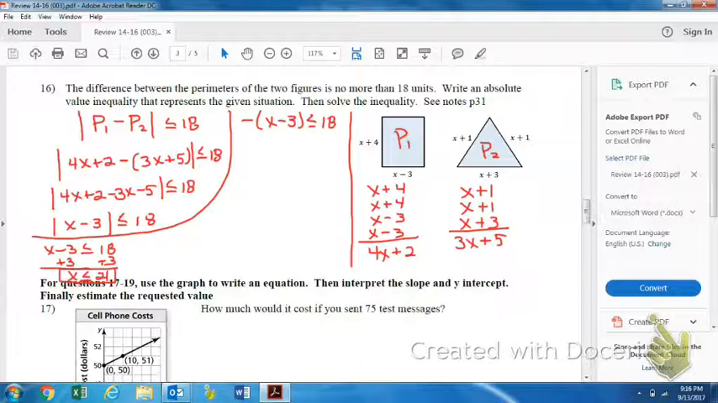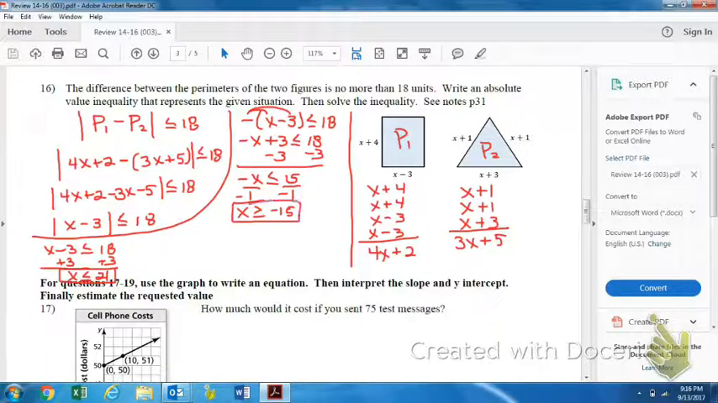And then the other one, you're going to distribute that negative to both terms. So there's negative x plus 3 is less than or equal to 18. Subtract 3 from both sides, and you have negative x is less than or equal to 15. Divide by negative 1. And you have positive x is greater than or equal to negative 15. There's your second parameter.